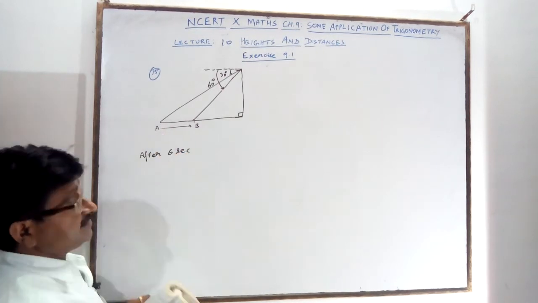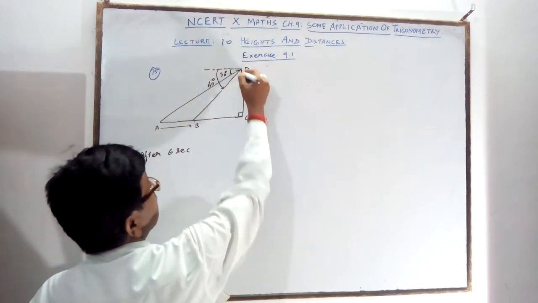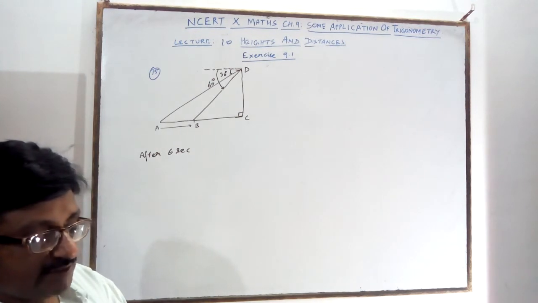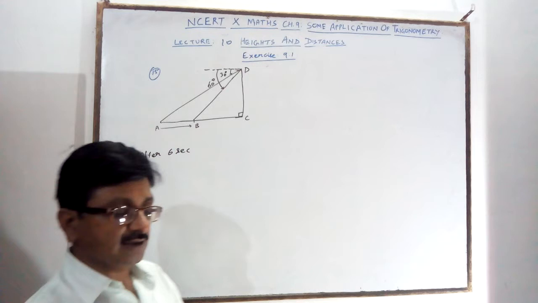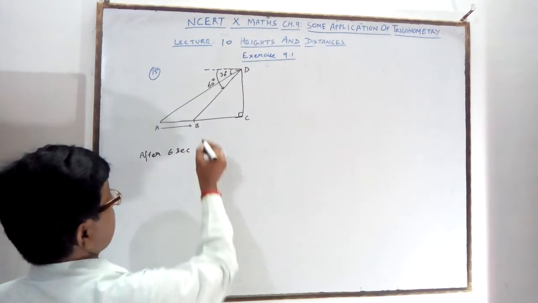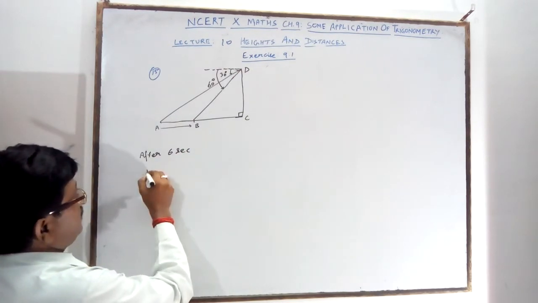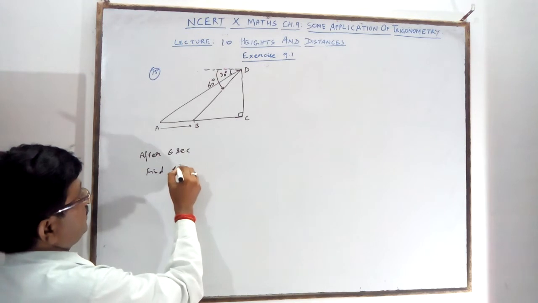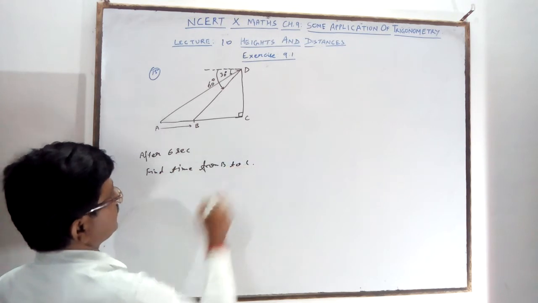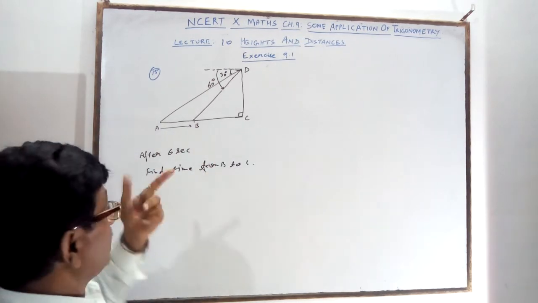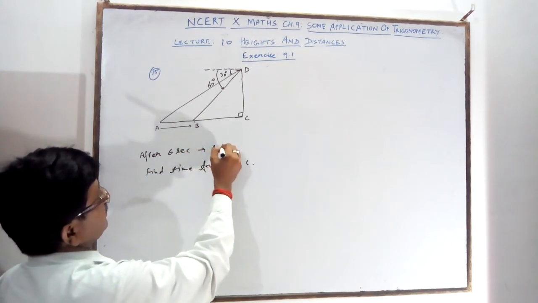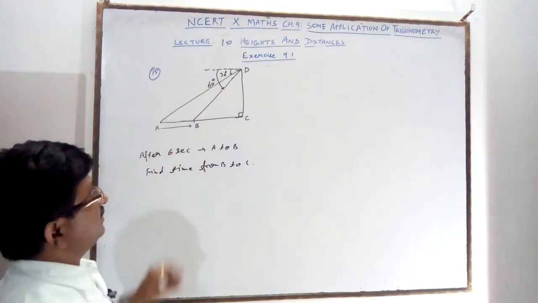Time is given but distance is not given. CD is the tower and D is the person standing at the top. Find the time taken by the car to reach the foot of the tower from this point. So you want to find the time from B to C. The car moves from A to B in 6 seconds.